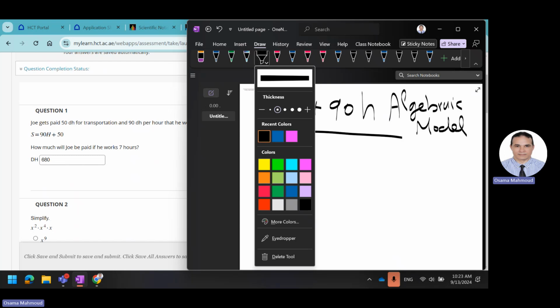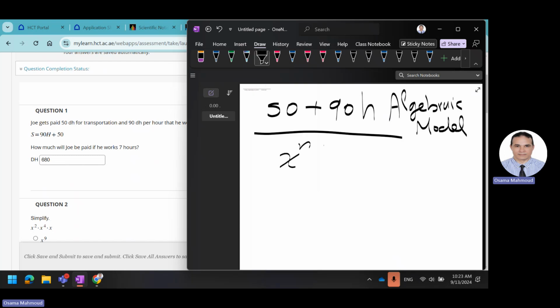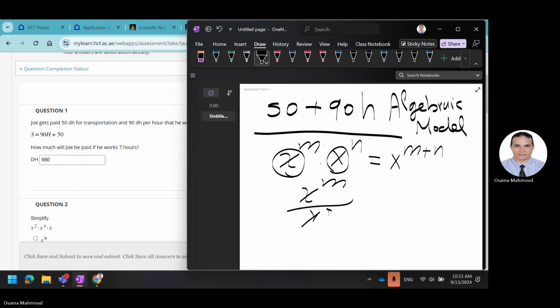The power rule, you should know x to the m, when you multiply by x to the n, you should have the same base, right? In this case, you add the two exponents or powers together. But when you divide, you subtract the upper power minus the lower power, right? What else you have? When you have two powers, x to the power m to the power n, you will have x to the power m times n.